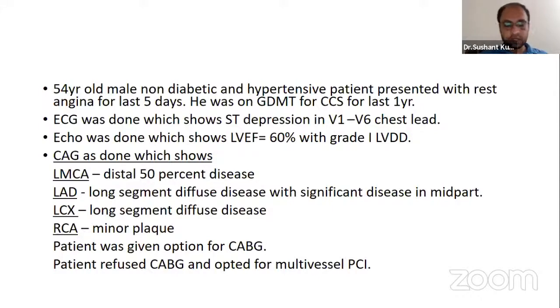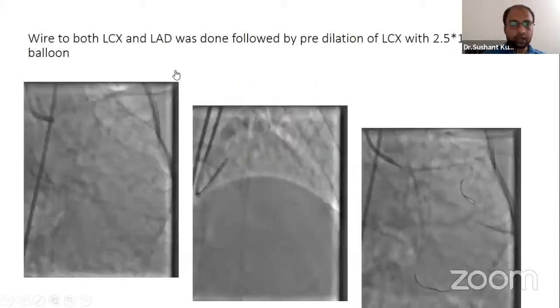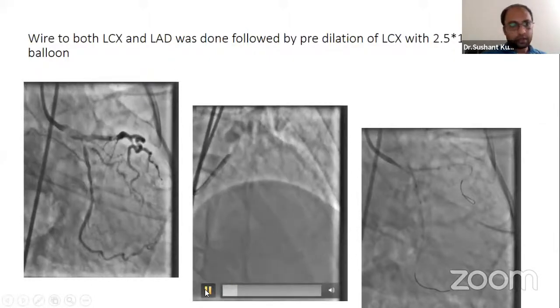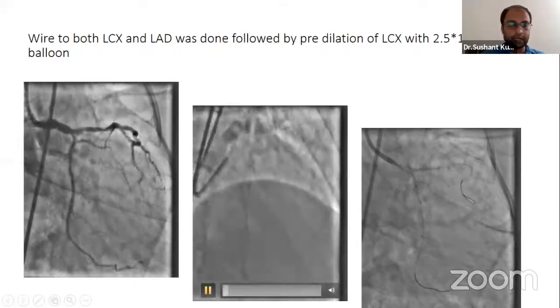Coronary angiogram showed distal left main disease, along with the LAD having long segment diffuse disease with significant disease in the mid part, along with LCX with long segment diffuse disease. RCA had a minor plaque. The patient was given the option of both CABG versus multi-vessel PCI. The patient refused CABG and opted for multi-vessel PCI. These are the angiograms showing significant LAD and LCX lesions along with the left main distal lesion.